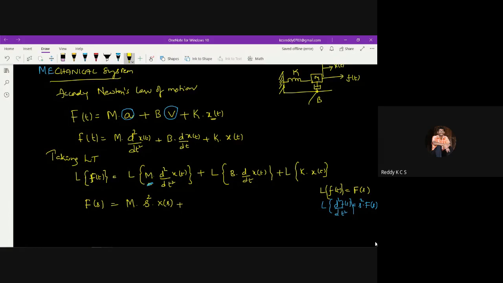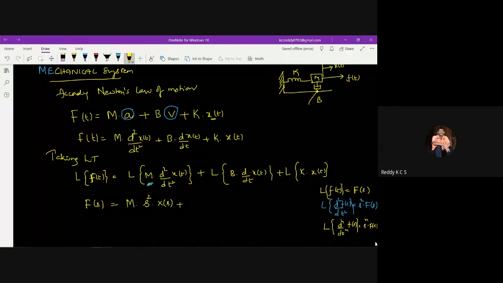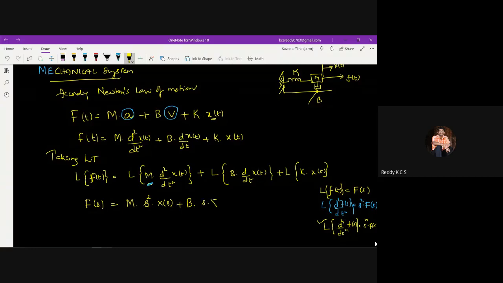The generalized equation can be written as: the Laplace transform of d power n by dt power n of f of t is equal to s to the power of n into f of s. For a first derivative n becomes 1, for the second derivative n becomes 2, for the third derivative n becomes 3, and likewise. So it is called a generalized equation. Now coming to this point, b is a constant coefficient, and the Laplace transform of d by dt of x of t is s into x of s.